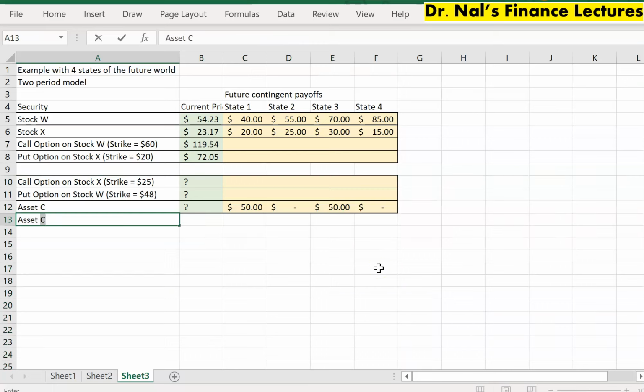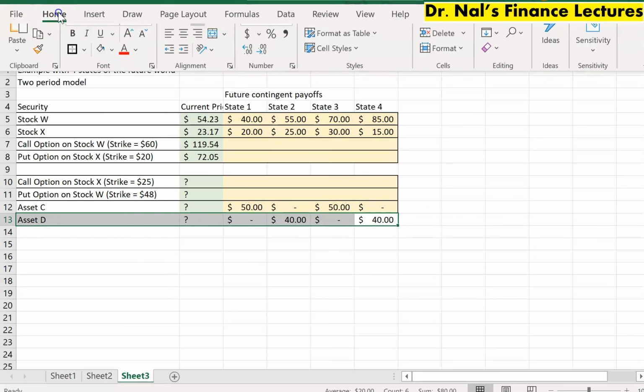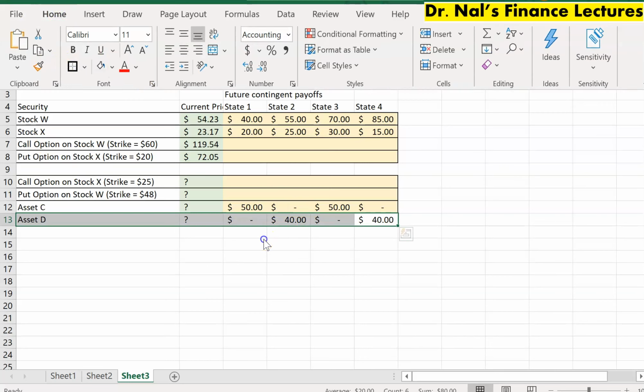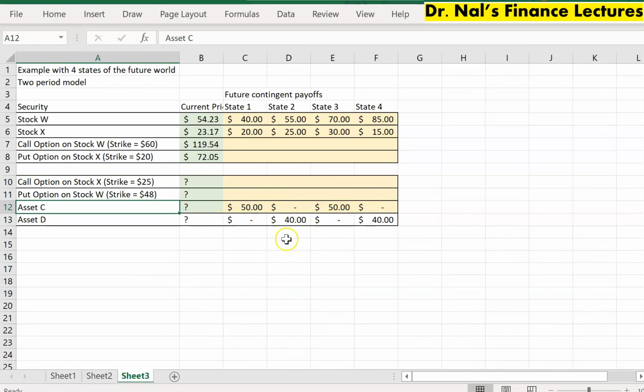For instance, I can't resist. Let's create another one, asset D. I want to calculate the value of asset D, given that this asset is basically doing the opposite of what asset C is doing. It's giving $40 in state 2 and 4 and nothing otherwise. In that sense, it's like the opposite of asset C. If you were to combine the two, you can create a portfolio which will give you a certain outcome, basically.